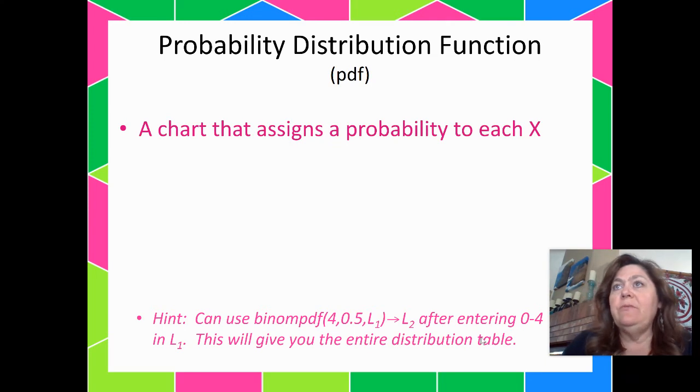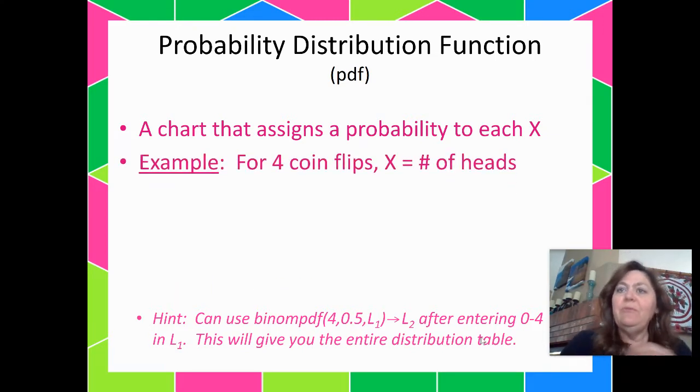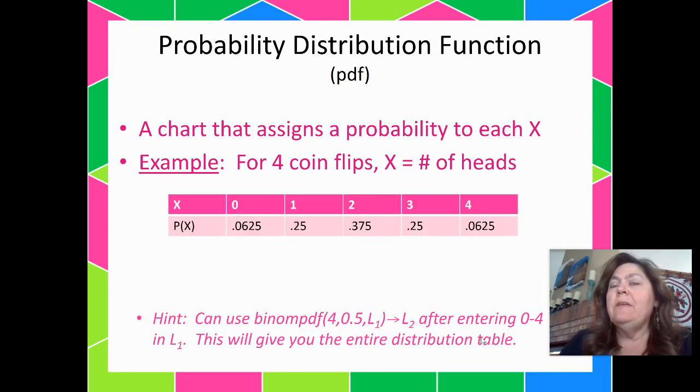Now, if you wanted to, you will be asked to create a chart that shows the probability distribution for each X, like we were creating in last chapter. So I'm going to go through this. This is pretty cool. The example we've been using is 4 coin flips, and the random variable X will be the number of heads you get. So here's our table. We've been used to seeing this one. You can get from 0 to 4 heads, and here's how the distribution goes, right?